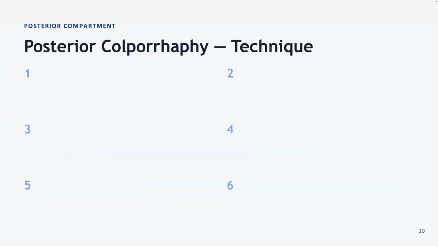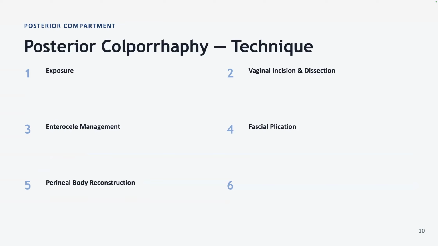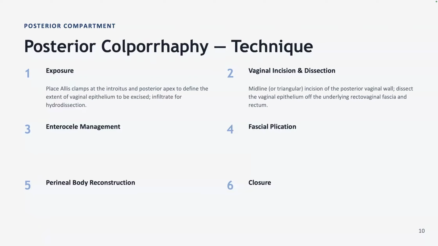Now, posterior colporrhaphy: exposure, vaginal incision and dissection, enterocele management, fascial plication, perineal reconstruction, closure. Exposure: put the patient in proper positioning. Incision is a midline or triangular incision in the posterior vaginal wall. Dissect the vaginal epithelium and identify the rectovaginal fascia. Then, if present, isolate the peritoneal sac, reduce the contents, and ligate and excise its neck before proceeding.